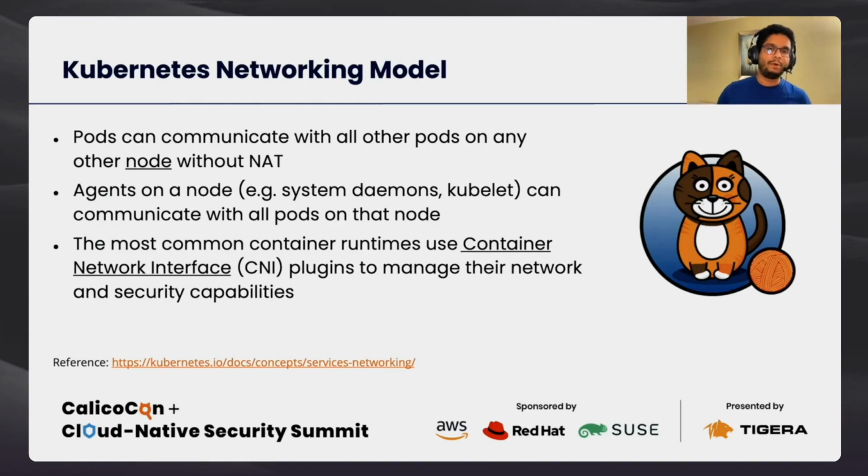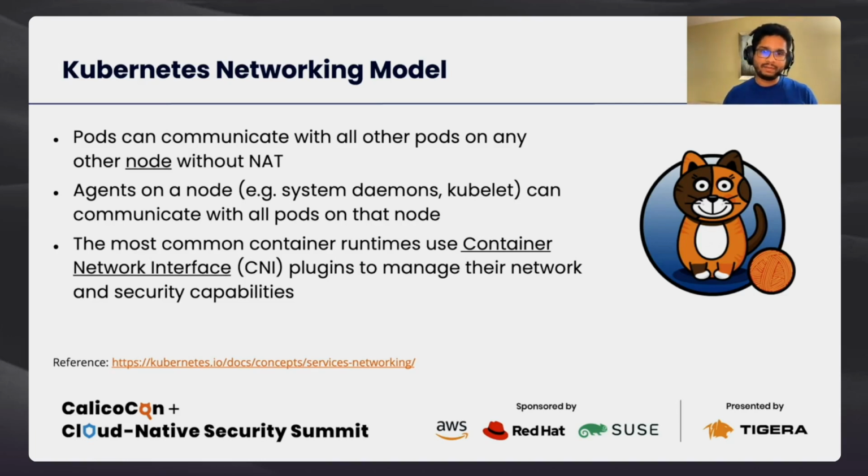The model stipulates that pods can communicate with all other pods on any other node without the requirement for network address translation. Agents on a node such as system daemons and kubelet can communicate with all pods on that node. And the most common container runtimes use container network interface plugins to manage their networking and security capabilities, Calico being one of the most widely adopted CNI plugins for Kubernetes. So at a high level, the Kubernetes networking model provides for a flat network where pods in the cluster can freely talk to each other.